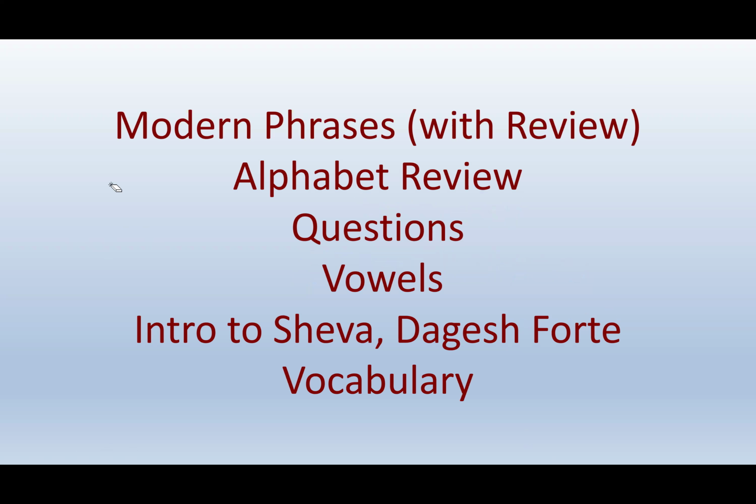All right. So we'll start off again with modern phrases like we did last time, and we'll review the ones we had last week. So if you weren't with us last week, you haven't missed anything. Then we'll also review the alphabet. We'll see if there's any questions. There wasn't really a whole lot of hard work to the workbook this time, but also those other worksheets. So we'll give some time for questions. And then we'll look at vowels, and we'll have an introduction to the Shva and the Dagesh Forte. Those we will talk about more next week in Chapter 3. But we'll introduce those, and then we will go over the vocabulary.